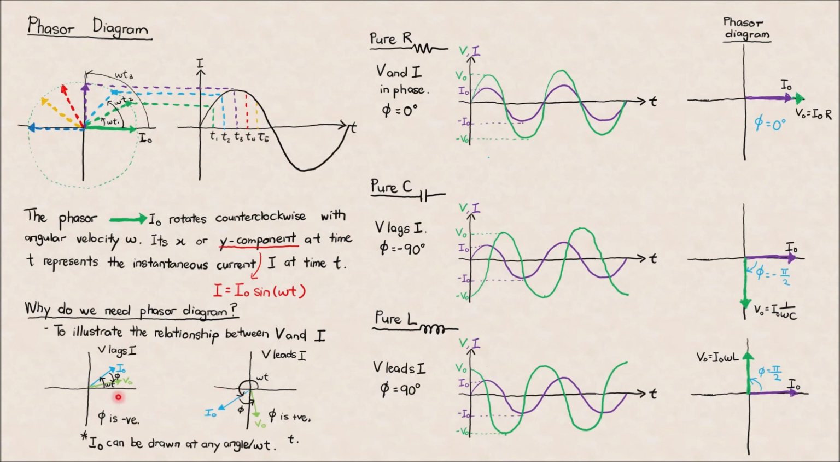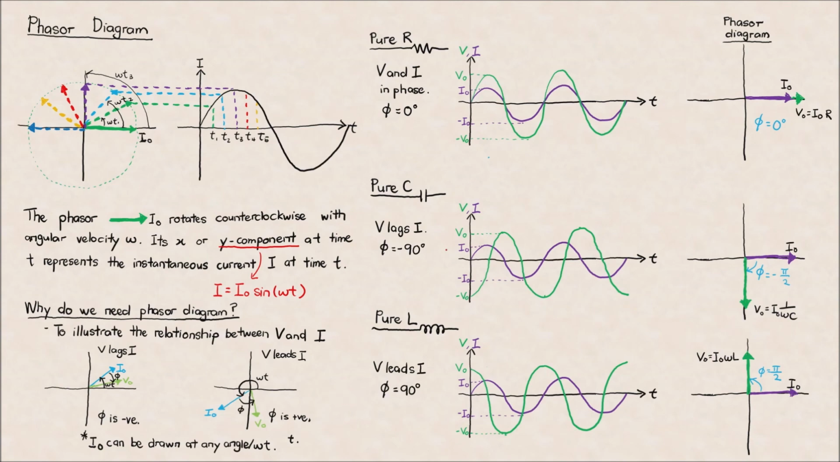Okay, and as you can see here, I drew my I naught here for this diagram, but I change my I naught to be here for this diagram. So the angle of where I am pointing, it's not the main point. The main point is what is leading what and what's the angle between them, whether it should be positive or negative. That's the main point that we want to investigate through a phasor diagram.